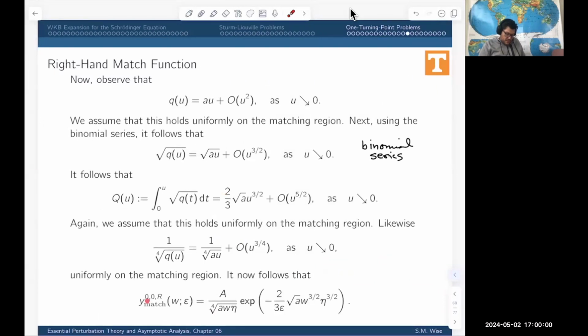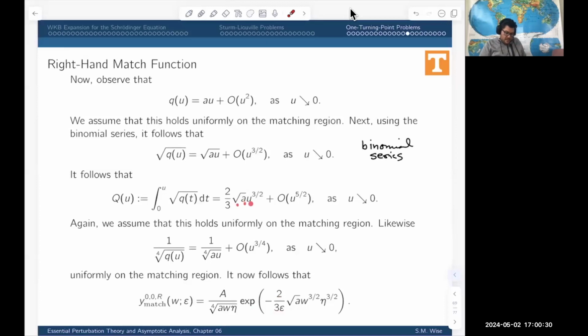this is what I'm calling the 0, 0, R match, is equal to A, that's the undetermined coefficient, 4th root of A W eta. Okay, that's because I'm using this guy with U equals W eta, exponential minus 2/3 epsilon. That's coming from this 2/3 here and the fact that I have a 1 over epsilon there in the first place.